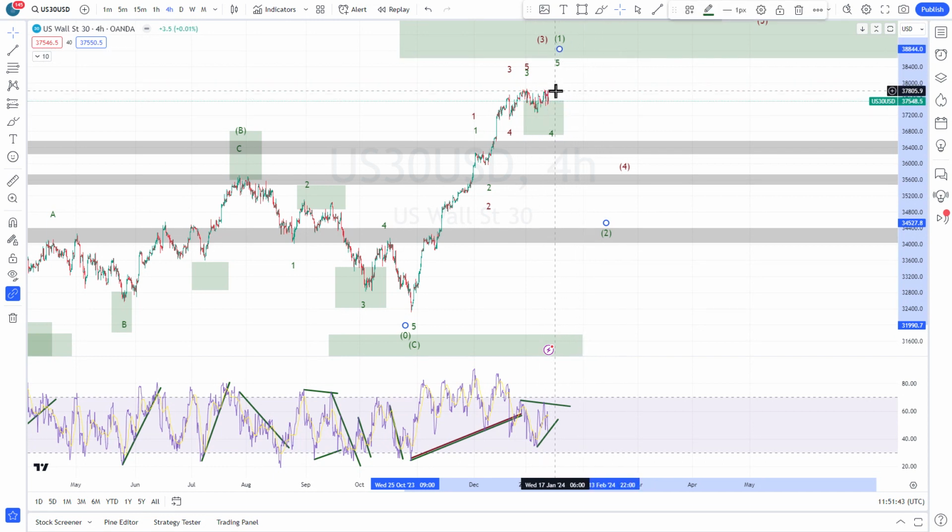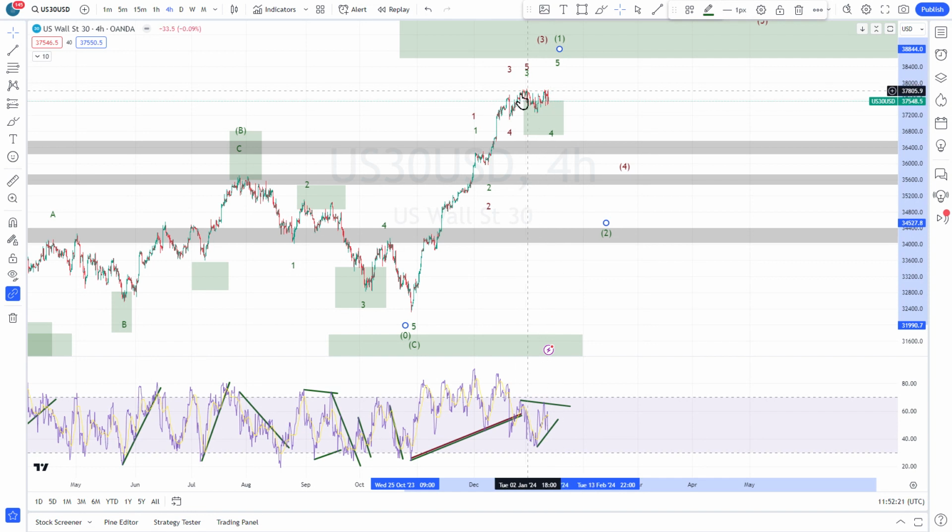So I prefer this scenario, although you could also count this structure as 1, 2, 3, 4, 5, as shown in red. But then what we should have here is an impulse down, or a leading diagonal down as a wave 1 or as a wave A. And what we are seeing here, we will have a closer look in a minute in the 1 hour and the 15-minute chart. Yeah, this does not look really impulsive or as an impulse.